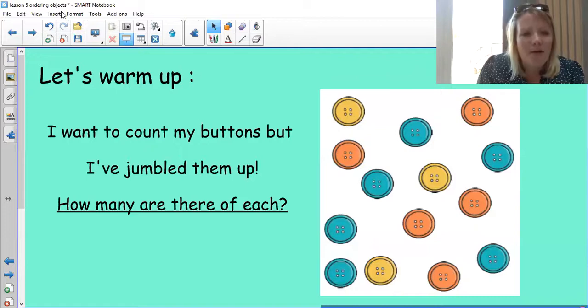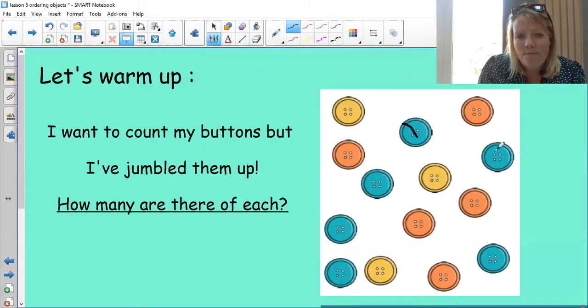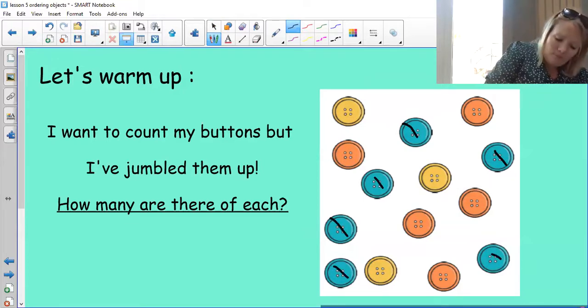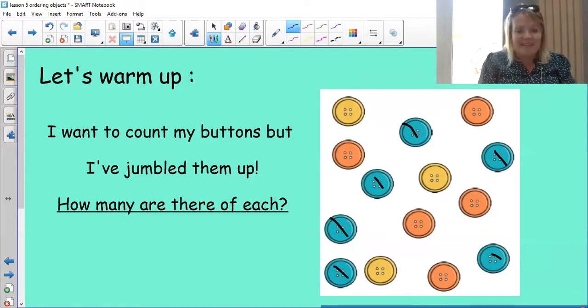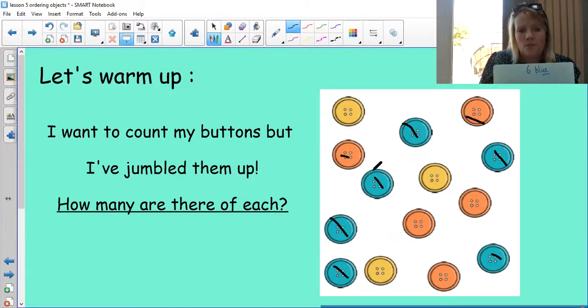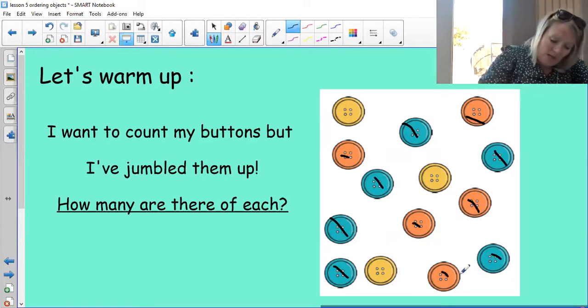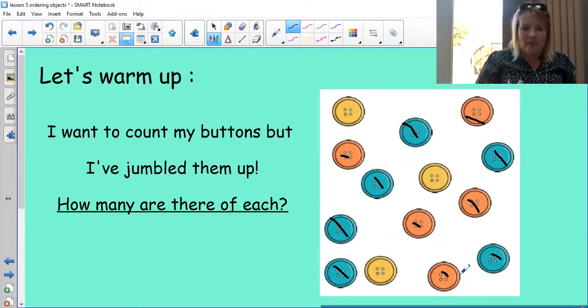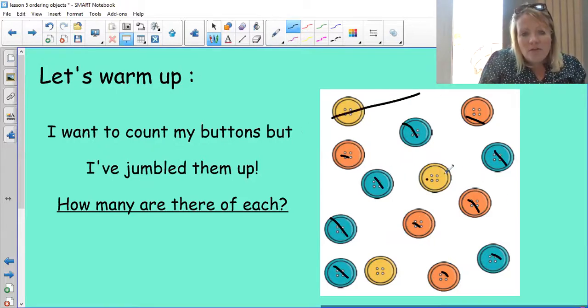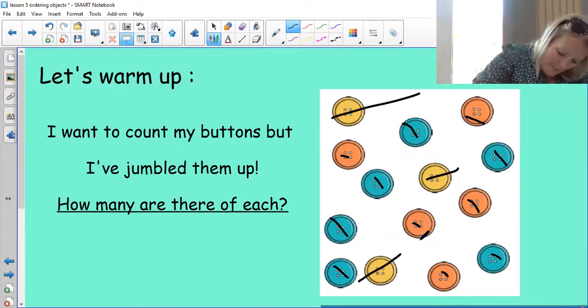Let's count how many blue buttons there are, first of all. 1, 2, 3, 4, 5, 6 blue. So there were 6 blue buttons. How many orange buttons were there? 1, 2, 3, count with me, 4 and 5. Brilliant. There were 5 orange buttons, okay? And then how many yellow buttons were there? 1, 2, 3. So there were 3 yellow buttons.